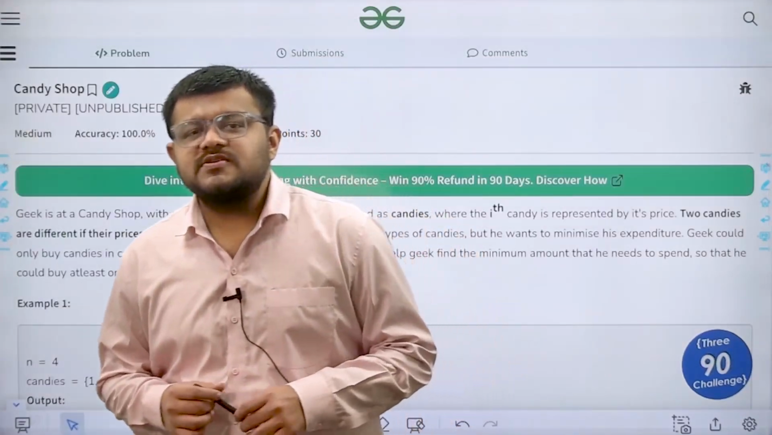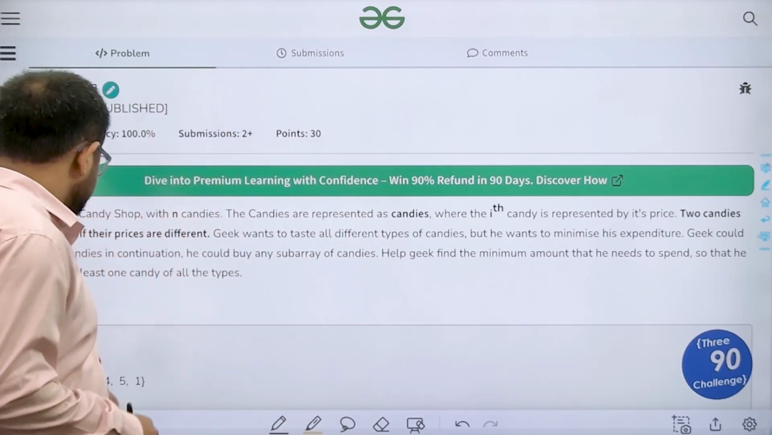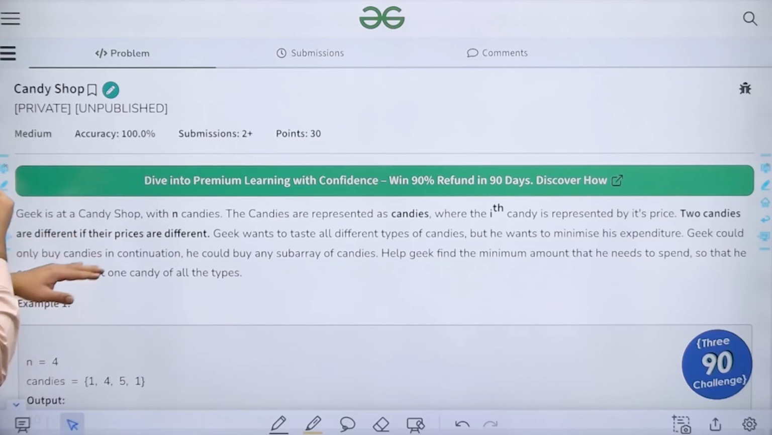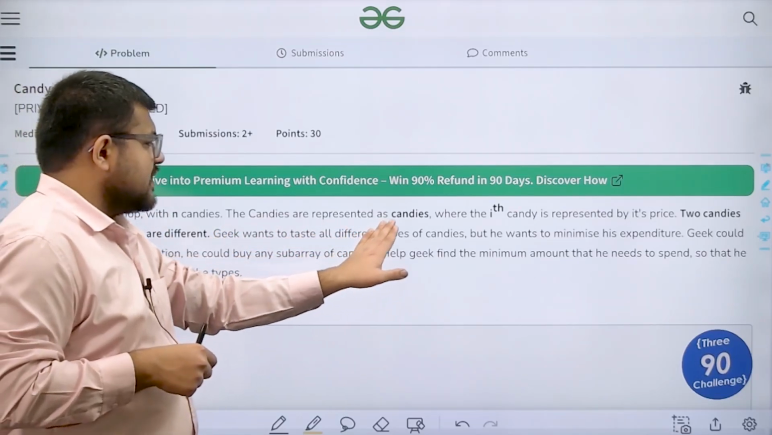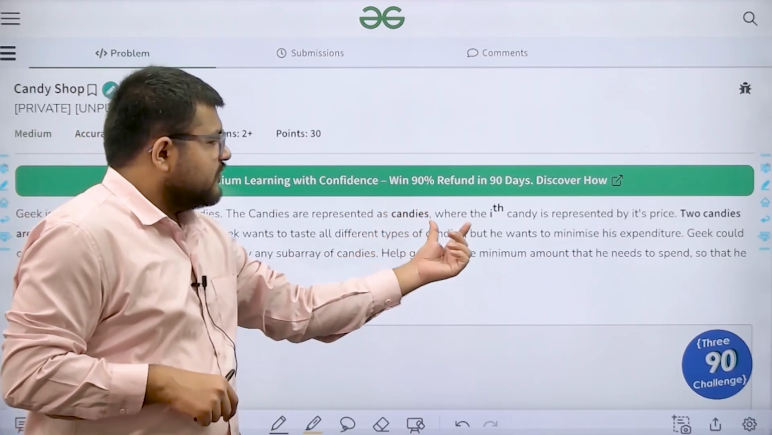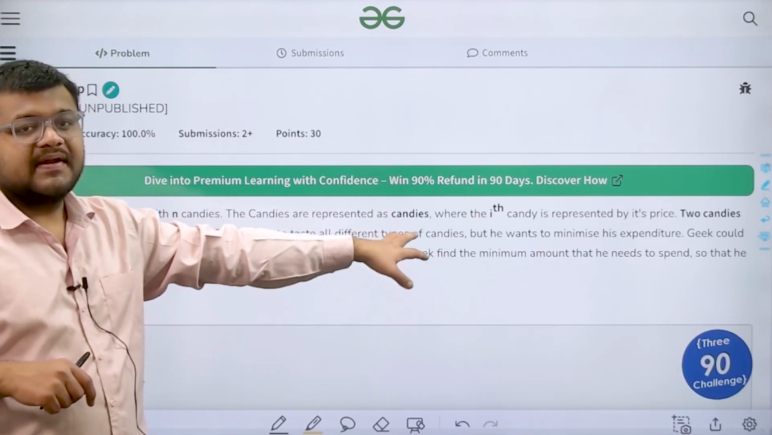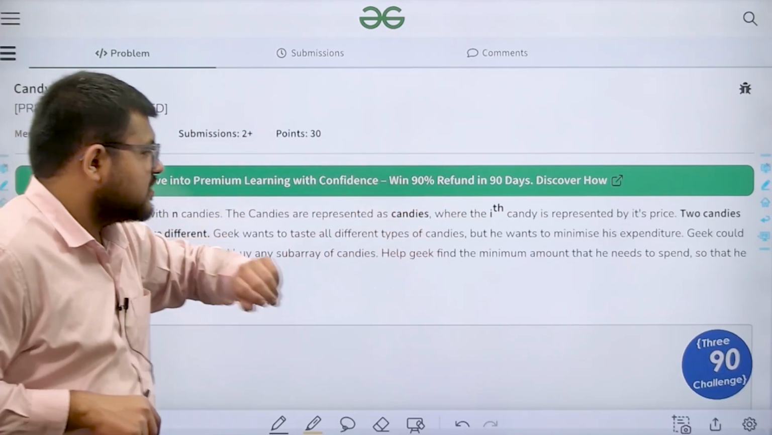So now let's discuss the third question, that is candy shop. So first of all, let us start by understanding the question. Geek is at a candy shop with n candies. There are n candies in a shop. The candies are represented as candies. So this is an array where the ith candy is represented by its price. So we have an array candies where candies of I will represent the price of the ith candy.